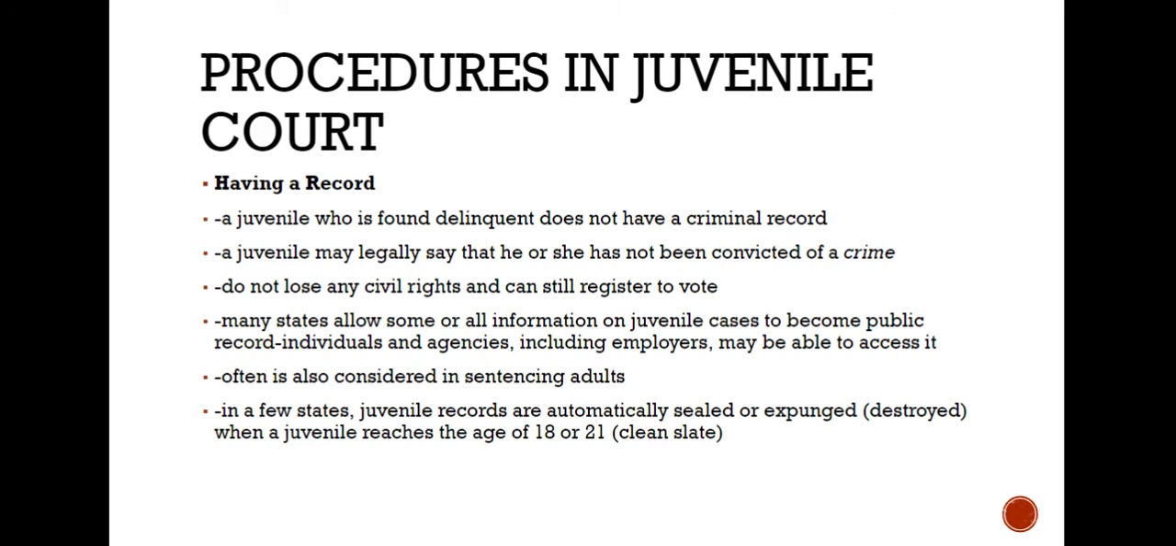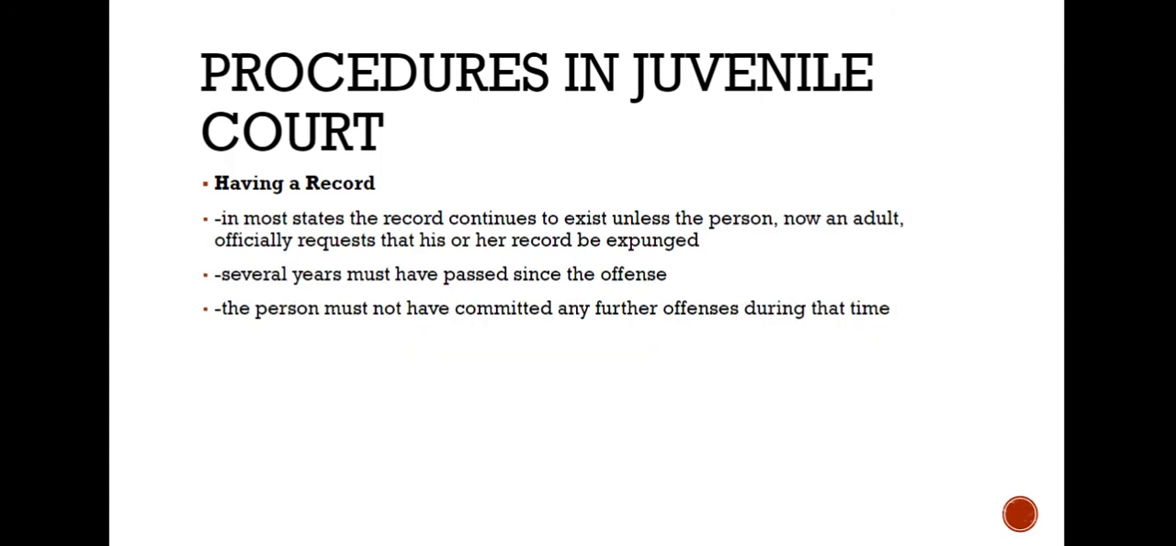Now, I do want you to get down everything on this last slide. When it comes to having a record, in most states, get all three of these points down. In most states, the record continues to exist unless the person, who is now an adult, officially requests that his or her record be expunged. So in a few states, it will automatically be expunged. In other states, you have to ask.